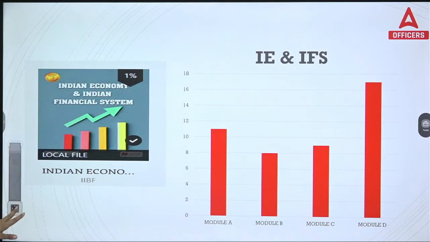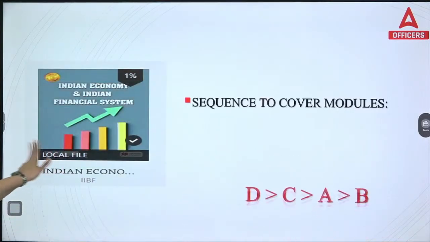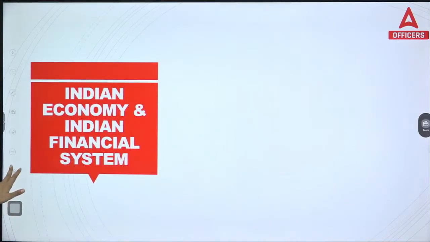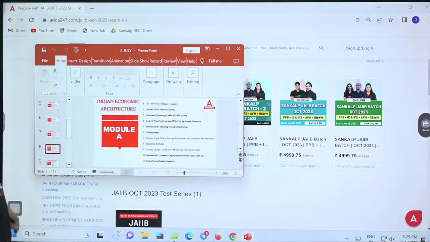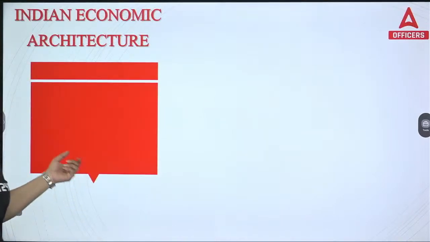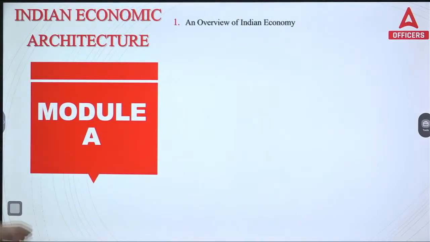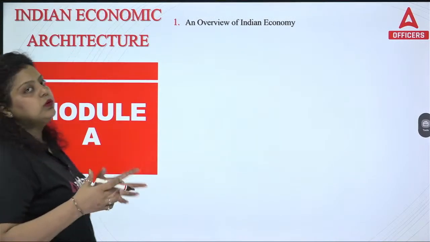If I talk about module A and B, it covers a lot of theoretical part. So these are the module A topics. First you can see an overview. We are talking about an overview of Indian economy.